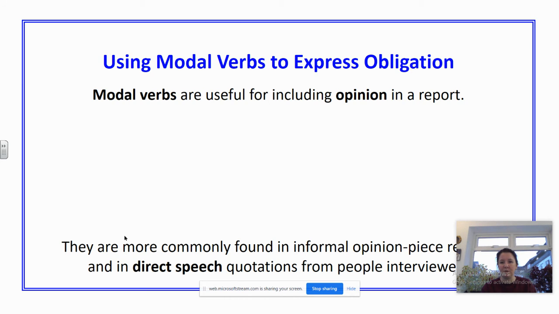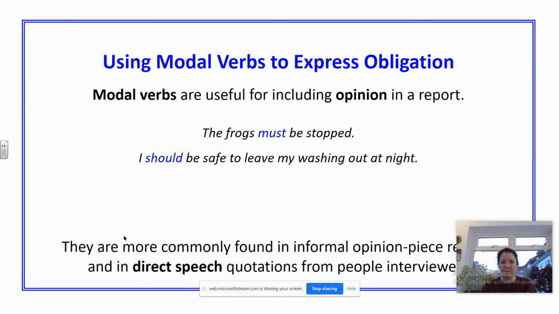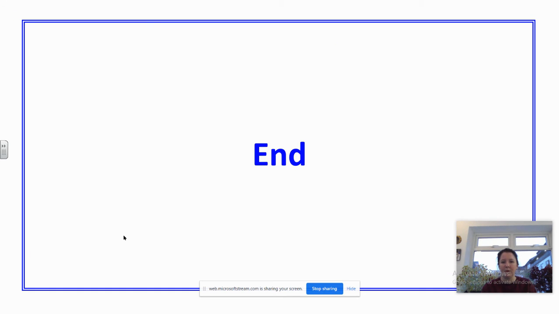Not just a report, you're going to be writing a letter tomorrow, and I'll explain that in a little while. There are most commonly found in informal opinion piece writing and in direct speech quotations from people who are interviewed. The frogs must be stopped. I should be safe to leave my washing out at night. The council ought to pick up all of the lily pads.